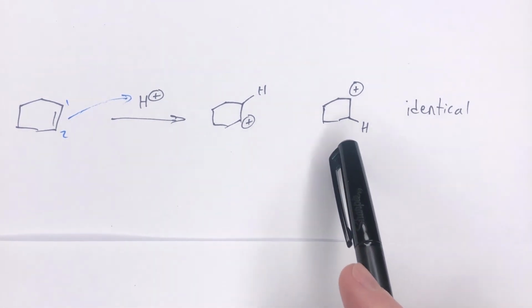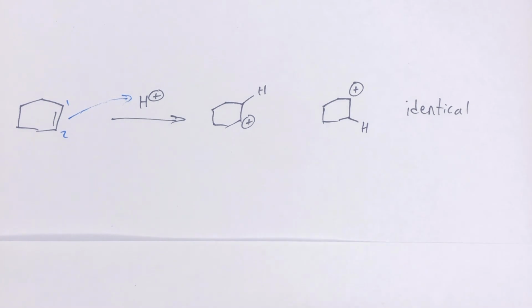So if you're going to name this, you will start the naming system at the same position. So there's nothing different between these two structures. So your product is going to be exactly the same. So you have to kind of keep an eye out for that. You should always just determine which carbon the hydrogen goes to, and then why there's a difference in the product or not a difference, like it's the case here.